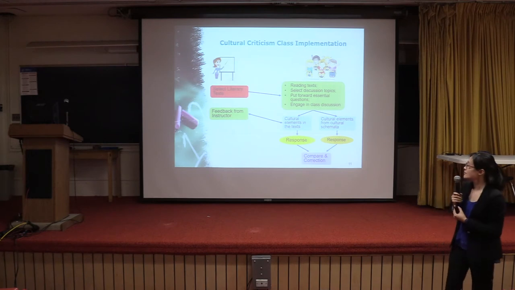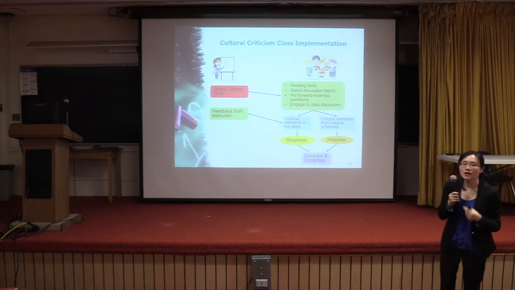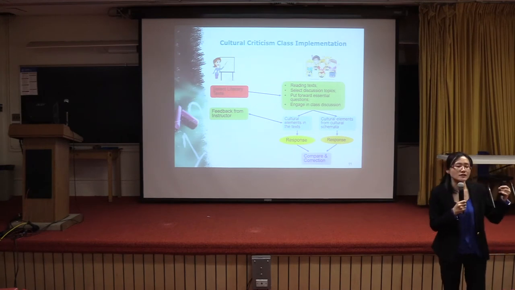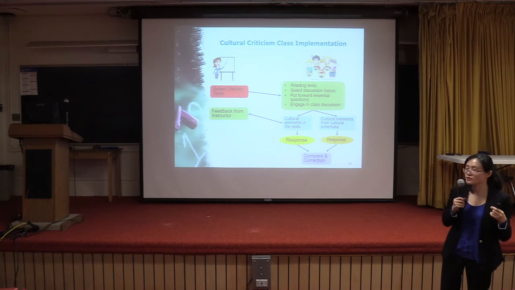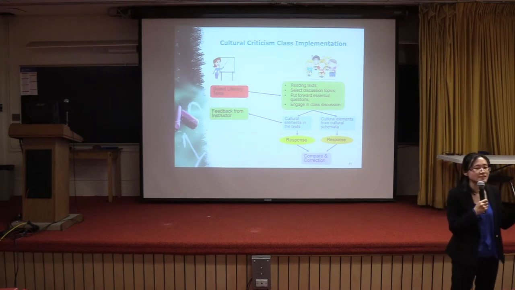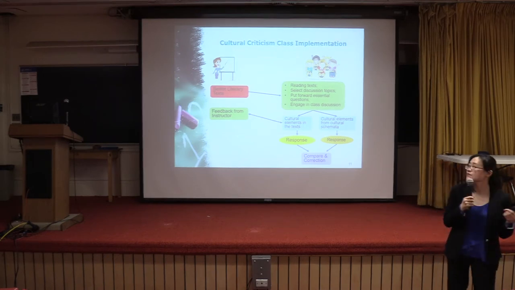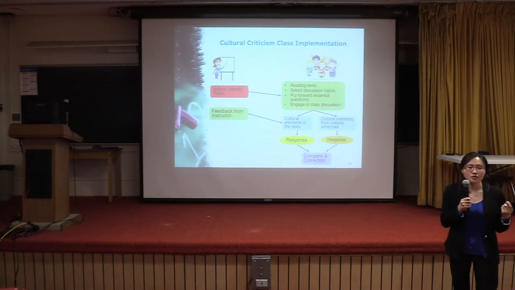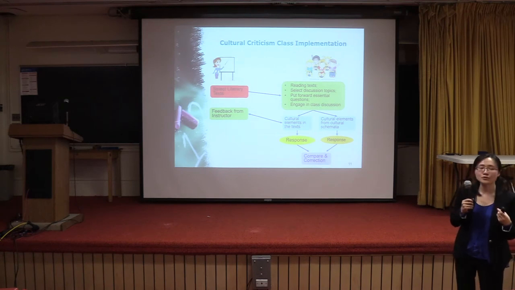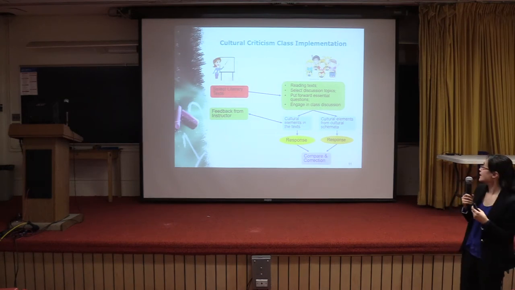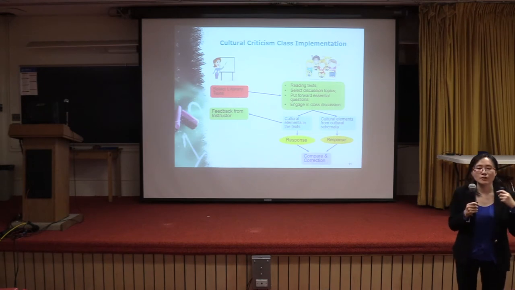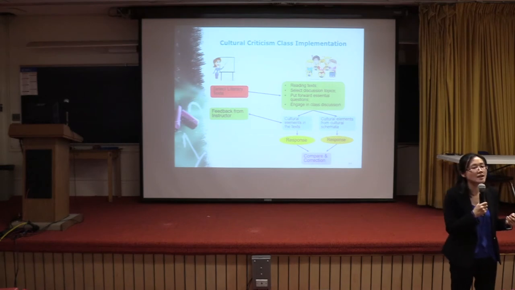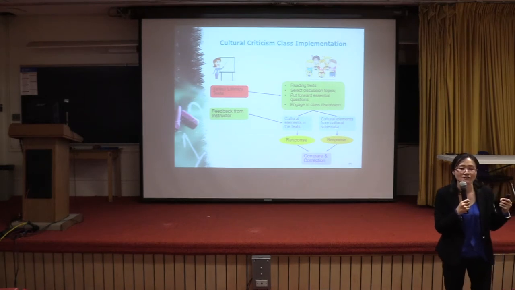So how can we implement cultural criticism? Here you will see that on the left side of this slide, the teacher will be the facilitator. The students will be divided into several groups, into literature discussion groups. The teacher will help the students select the literary text, and then the students will be required to select the discussion topics and put forward the questions that they have.